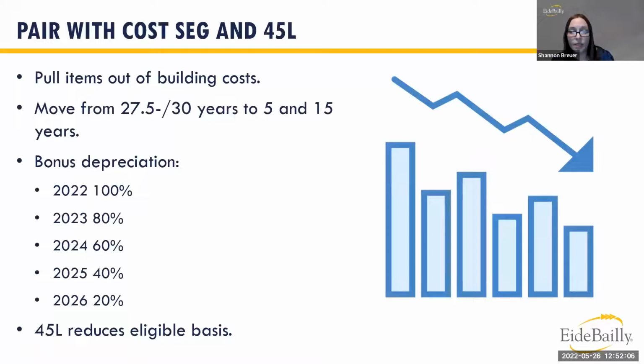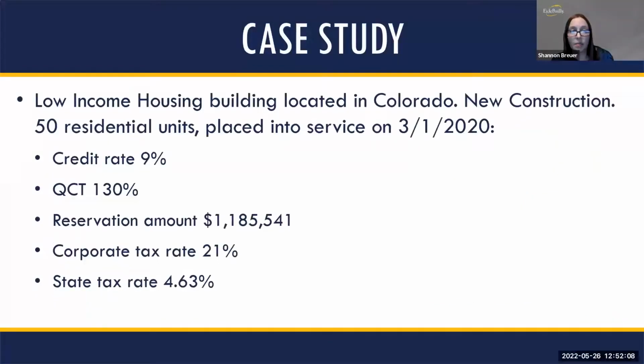So let's walk through a case study here. This project is located in Colorado. It was a 50-unit new construction, 9% deal that was placed in service in March of 2020. The project was located in a qualified census tract, which means it is allowed a 30% boost in qualified costs.